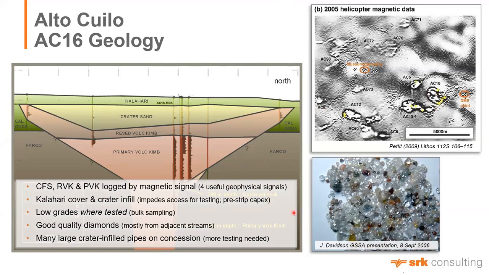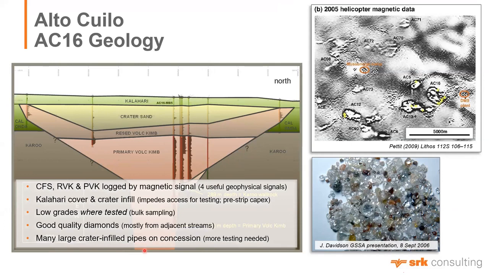So potentially, if the grade and other parameters could be improved, we would still be operating at Altuquilo, but we are not. There are many more large crater infill pipes on this particular concession, and there's more testing needed to prove up which one of those is usefully exploited in the future.